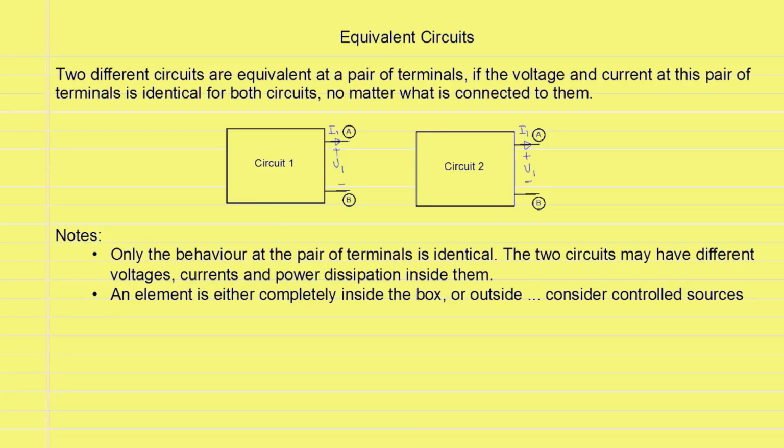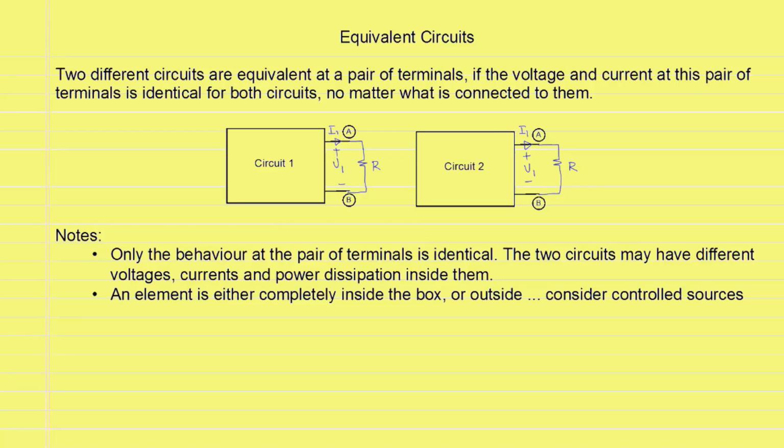If we connect anything else, for example a resistor between terminals A and B of value R, we connect the same resistor across terminals A and B of circuit 2 as well. Then once again the voltages V1 and the currents I1 will be equal. In fact, no matter what we connect between the terminals A and B, the voltages V1 and I1 will be the same for both circuits.